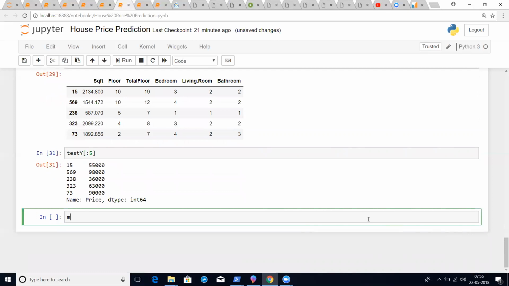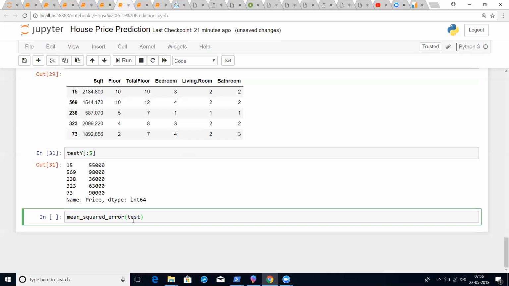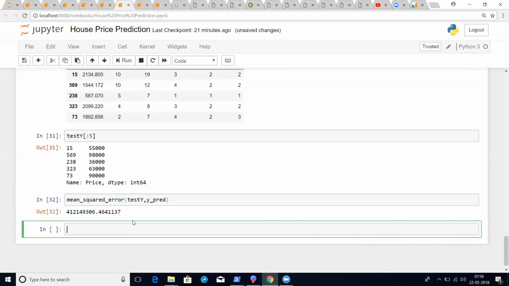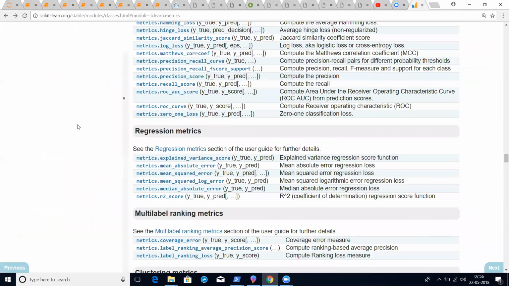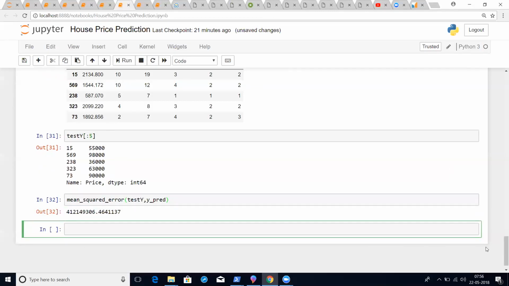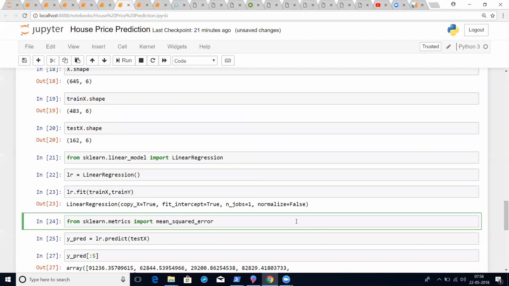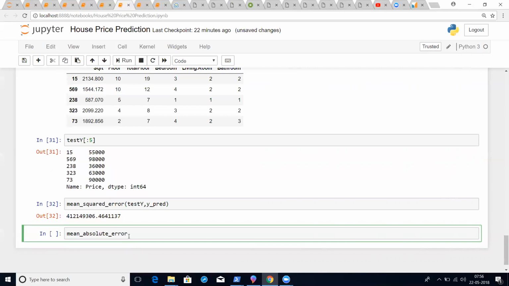You can use this guy, mean squared error. What was the first thing? Y true, right? See, you're passing y true here. So test y versus y pred. Whatever result you get, that is the mean squared error. This is a squared error anyway. You have to take the square root of it for root mean squared error. So I'll also use this guy, mean absolute error. This is not a squared error, it's not doing a square root there. Mean absolute error, test y.